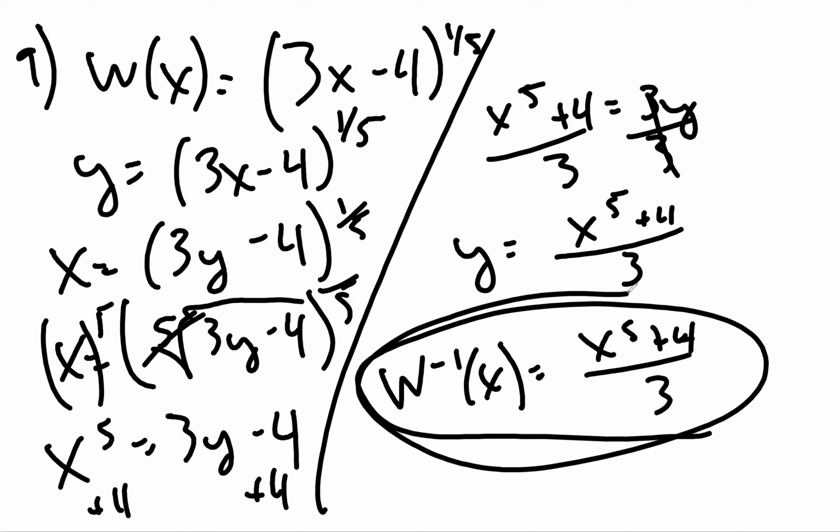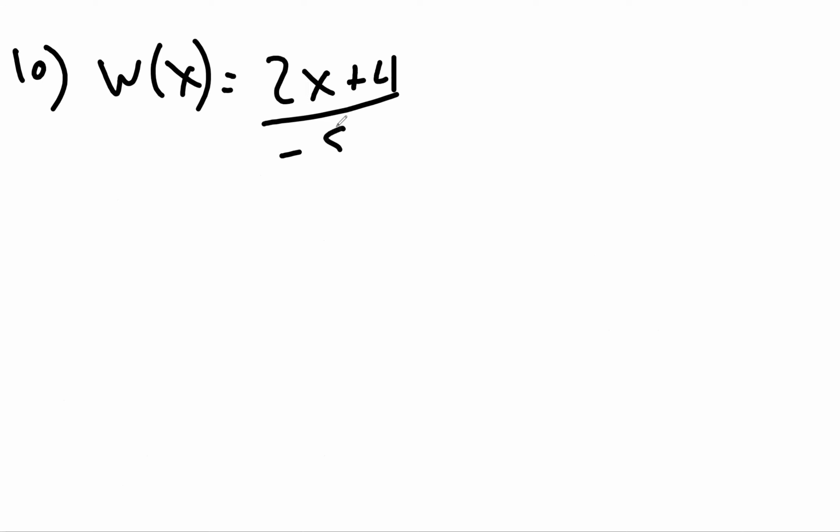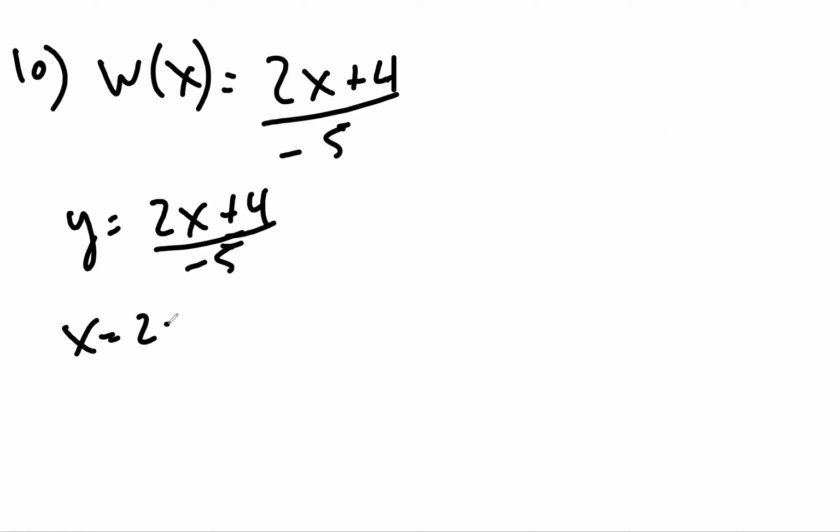Okay, just a few more to go. All right, so number 10. We're going to have w of x equals 2x plus 4 over negative 5. So I rewrite it as a y, and I switch the x and the y location. And then I say, okay, my y is stuck over here, right? So I have to get it by itself.